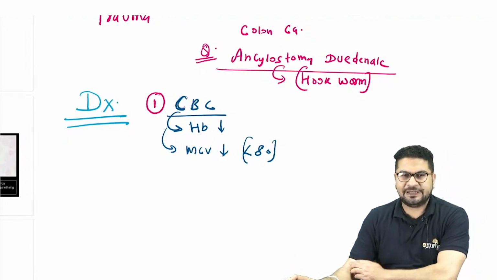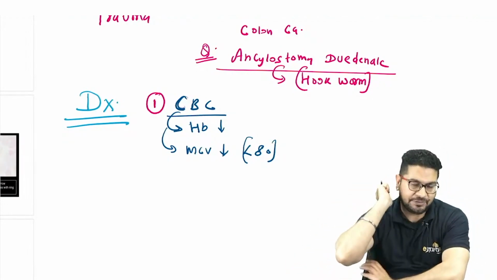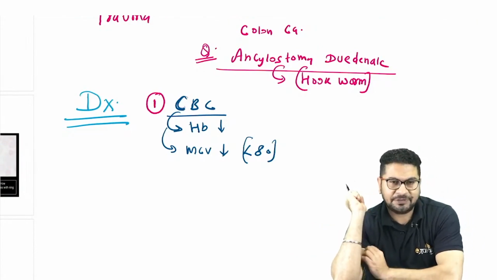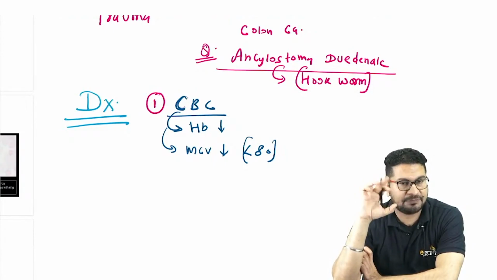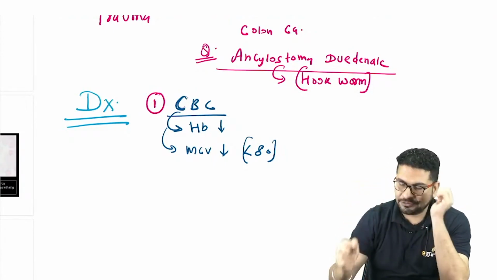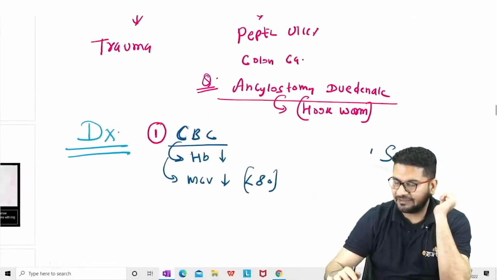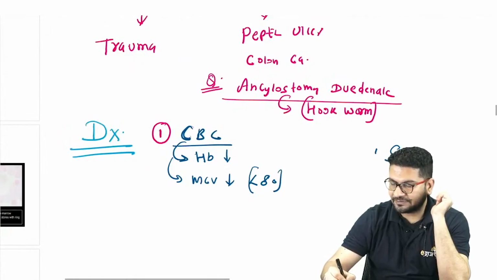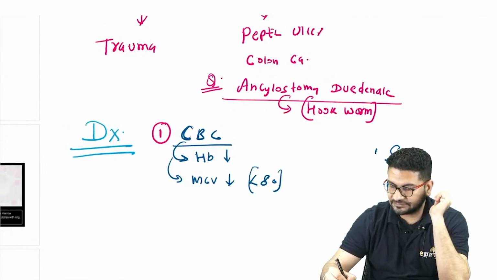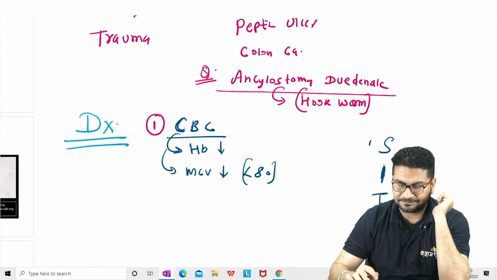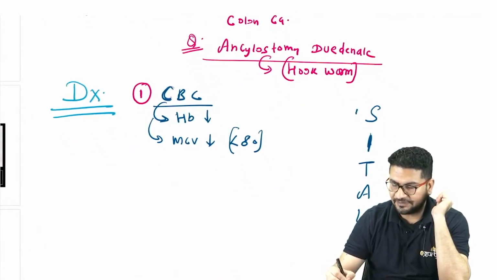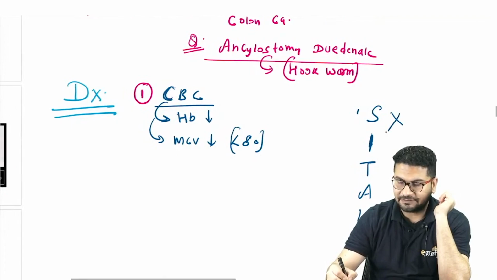But if a child is coming to you with these features, then remember, you should also think of the differentials. In SITAL, what I told you? Sideroblastic anemia, iron deficiency, thalassemia, anemia of chronic disease and lead poisoning. So see, lead poisoning is rare, sideroblastic is rare. These three are common.